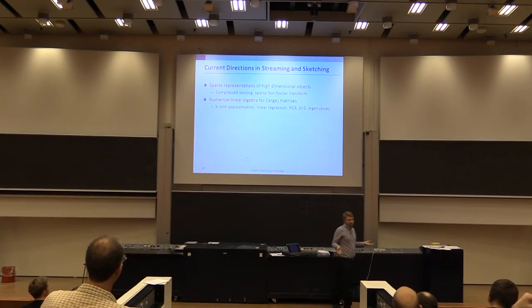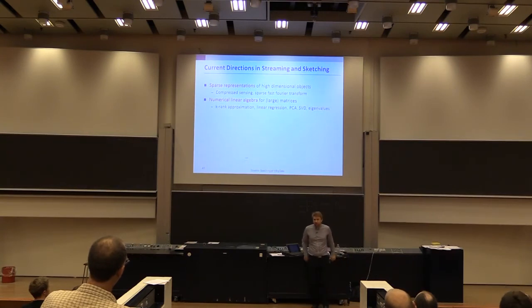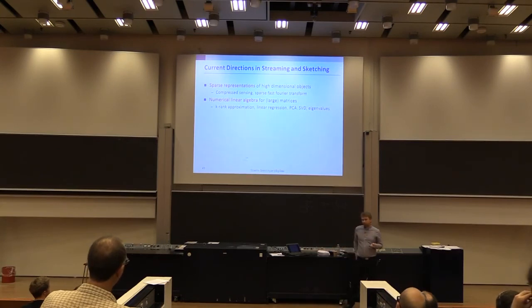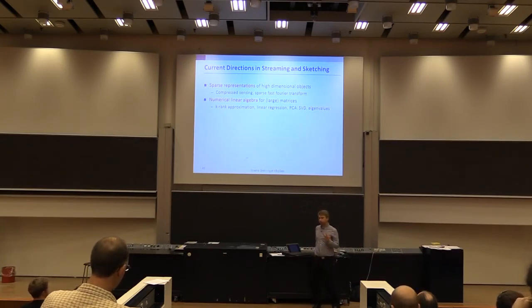I mentioned matrices. Again, big matrices are where there's a lot of interest, because a lot of this big data you can think of as being represented by big matrices. I mentioned people looking at linear regression. We're also trying to figure out how to do things like SVD, find the eigenvalues, and find the best K-rank approximation of a very large matrix using summarization and sketching techniques.